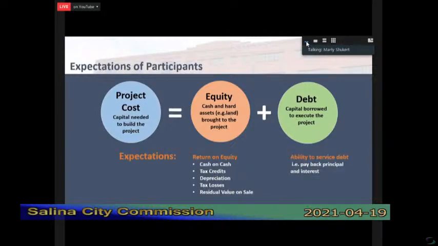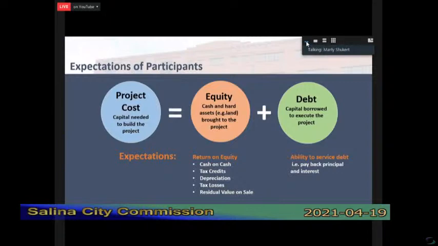So the main expectation of the debt holders is that they get paid back with interest. That's what they're primarily interested in, no pun intended. But equity holders have a variety of different ways of gaining a return on their equity, and we touched on some of these in previous weeks.